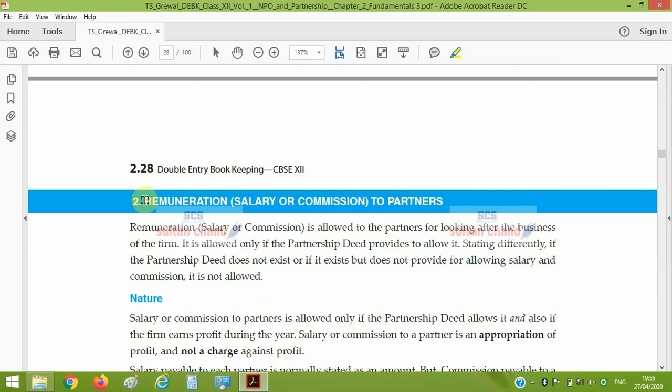That is, the next topic is remuneration or salary or commission to a partner. It means how the entry regarding remuneration, that is salary or commission, will be given to the partner. As we all know, salary or commission will be given to a partner only if it is allowed under the partnership deed, and if the partnership deed is silent, then no commission, no salary will be given to any partner. And suppose if the partnership deed has allowed it, then salary and commission to a partner is an appropriation.